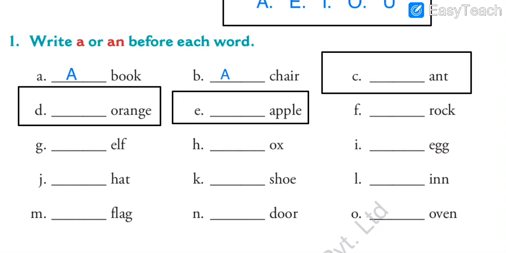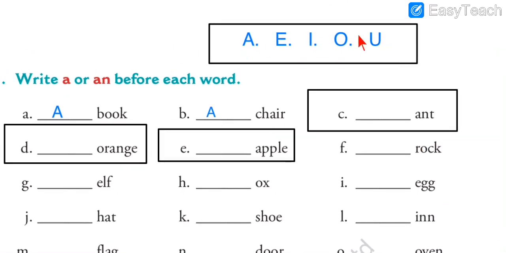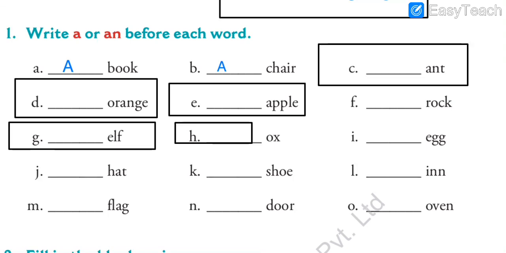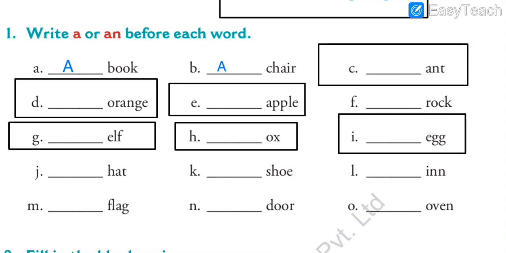Yes. Now if you see rock, now rock starts with R, so can you see R in the vowel list? No, so it is not a vowel, we are not going to highlight it, we are going to ignore it. Elf, see, E is a vowel. Ox, O is a vowel. Egg, E is a vowel, correct?